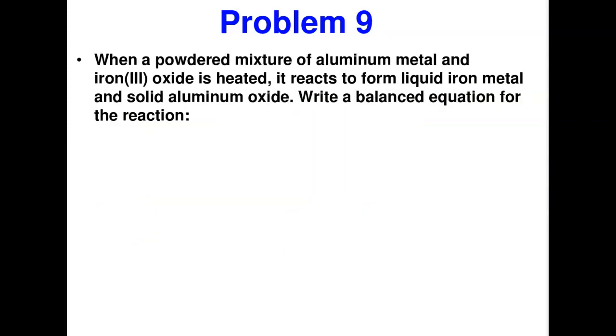Now, this is another problem. In this one, we're going to be writing this from word to equation. It says when a powder mixture of aluminum metal and iron 3 oxide is heated, it reacts to form liquid iron metal and solid aluminum oxide. Write a balanced equation for the reaction. So the first thing I need to do is when a powder mixture of aluminum metal. So powder means it's a solid.